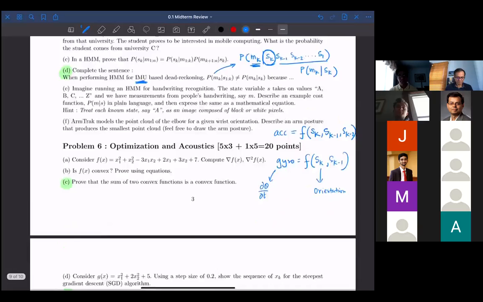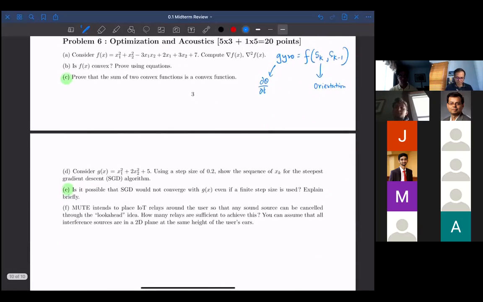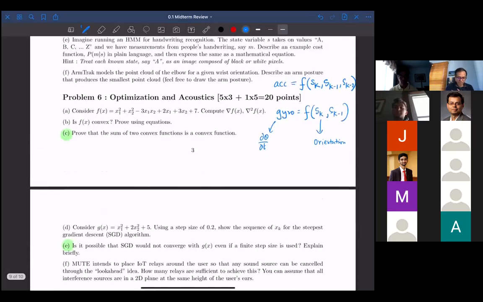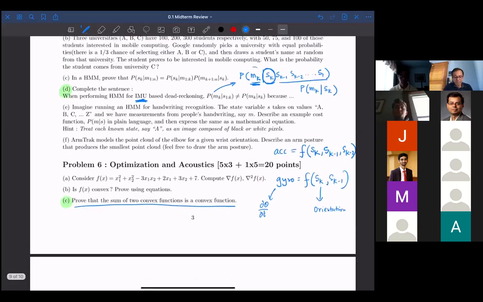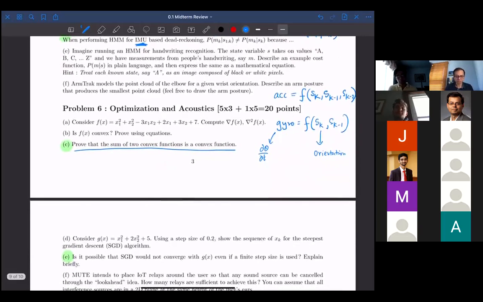Last one. Prove that the sum of two convex functions is a convex function. Okay, there's a question. Does this mean that HMM with IMU violates Markovian assumption? No, it's just that the measurement acceleration by design is a function of these three states. The measurement itself is a function of these states. What you can say is once I know these three, then I don't care about the previous ones. Good question, actually.